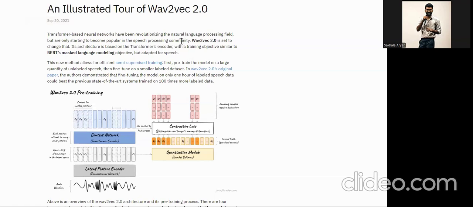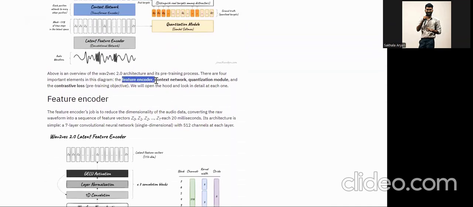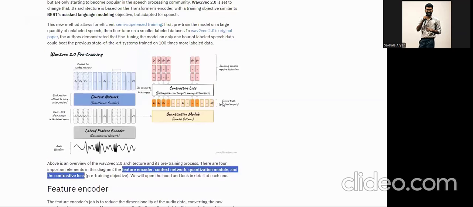Now, this is a good paper. What we are going to try to do is go through it. They have divided the architecture into four parts: feature encoder, context network, quantization model, and contrastive loss. They have also compared it with Kaldi, which basically uses phones as the basic single unit of voice. A phone is a single occurrence of a sound, a single unit of a sound. So they have compared with it, and they've also explained how this is different from the conventional method.